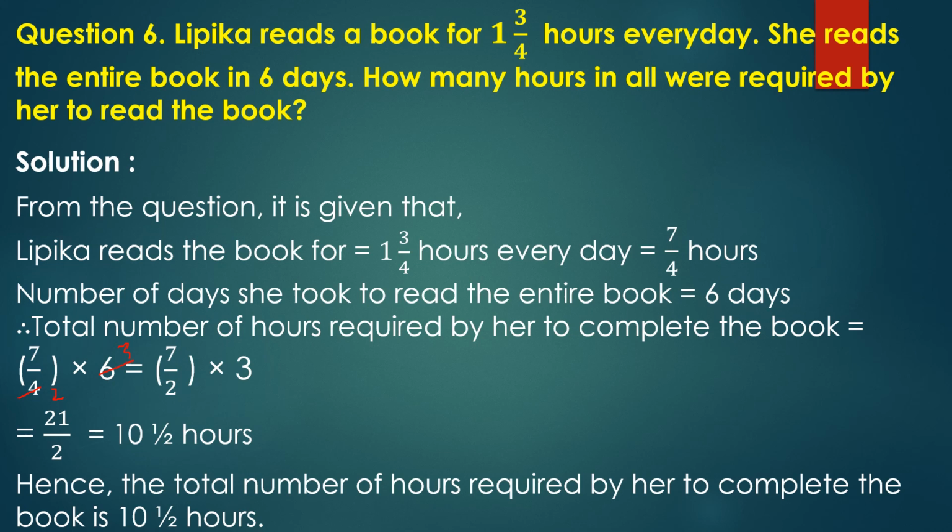This can be converted into a mixed fraction. It will become 10 1 by 2 hours, because 2 tens are 20, 20 plus 1 is 21. So 21 by 2, it is nothing but 10 1 by 2 hours. Hence the total number of hours required by her to complete the book is 10 1 by 2 hours.